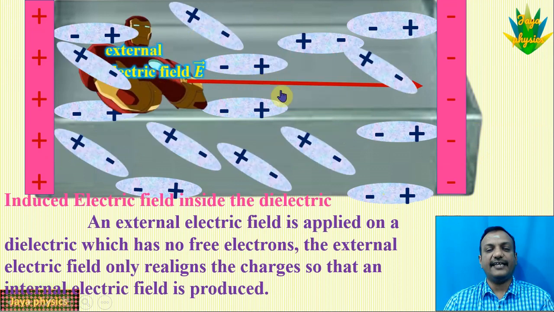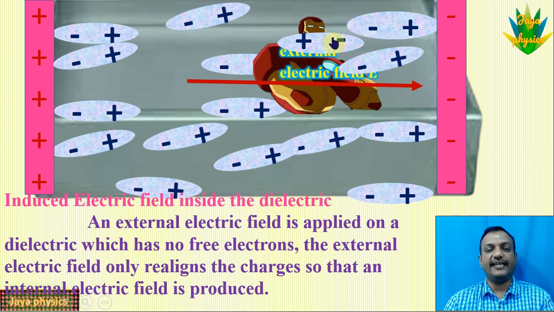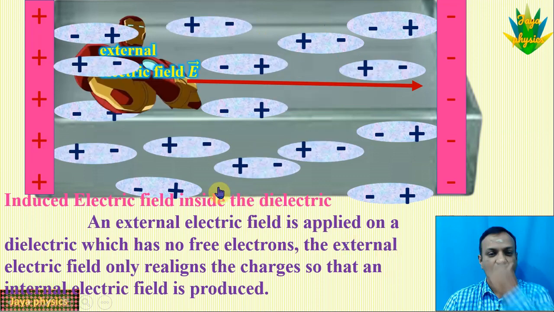The external electric field is not making the electrons move. But what it is doing is aligning the charges. Electrons are aligned towards the positive side. Positive charges are aligned towards the negative side. So, what happens? The external electric field does not make the electrons move, but it is aligning the charges.